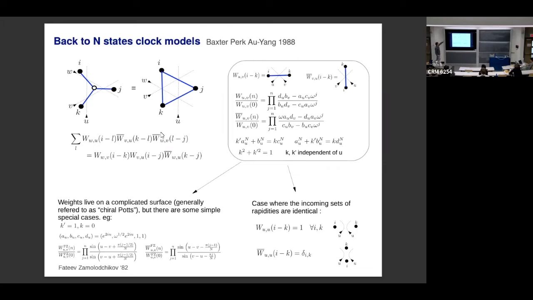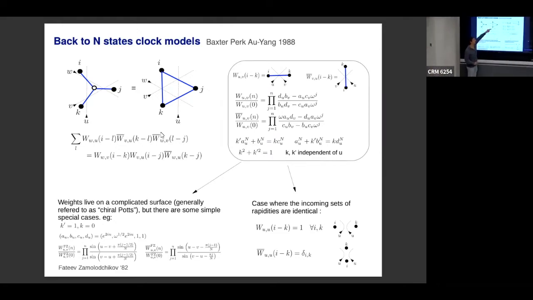So first, you have two types of weights depending on the orientation of the arrows meeting. So you have weights which we call W and weights which we call W bar. They're not simply parameterized by two complex numbers as we were used to before with spectral parameters. Now they're parameterized by different parameters A, B, C, D, which are related by some constraints, and so overall they live on some complicated genus surface. So it's a really complicated solution.